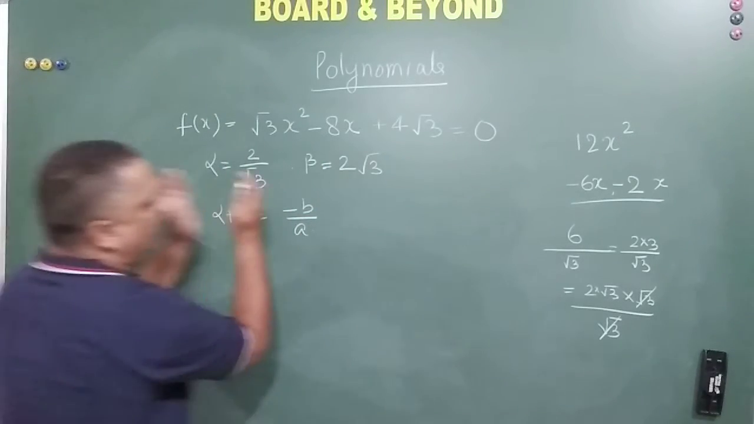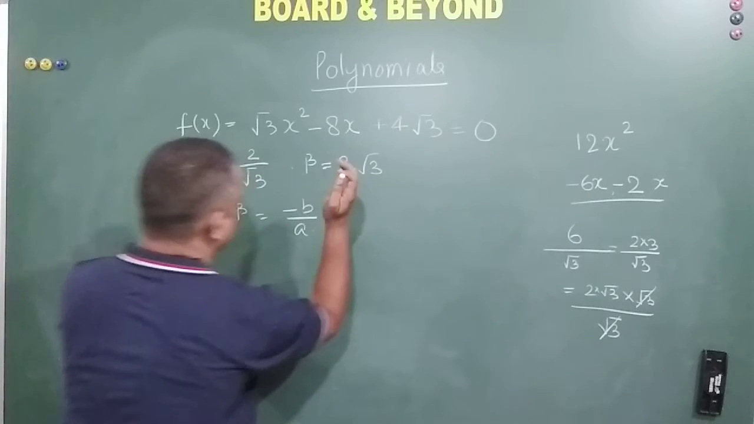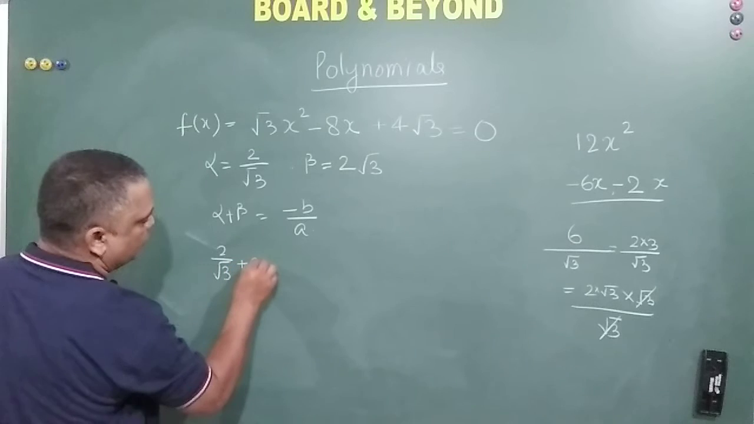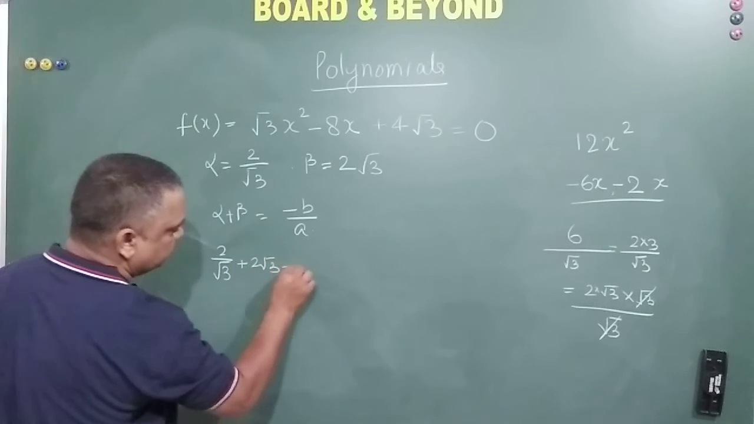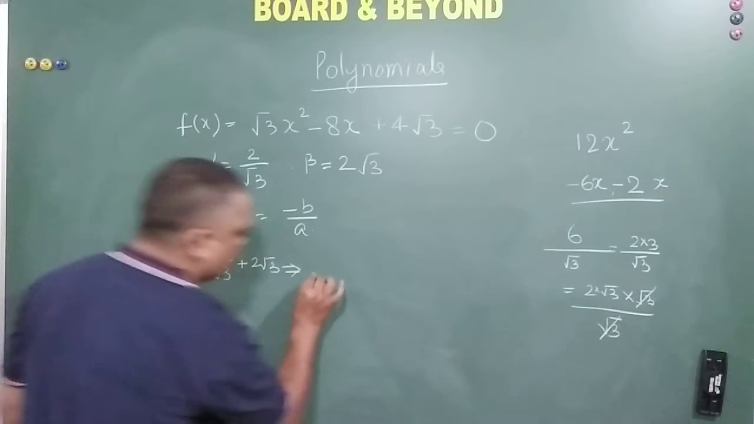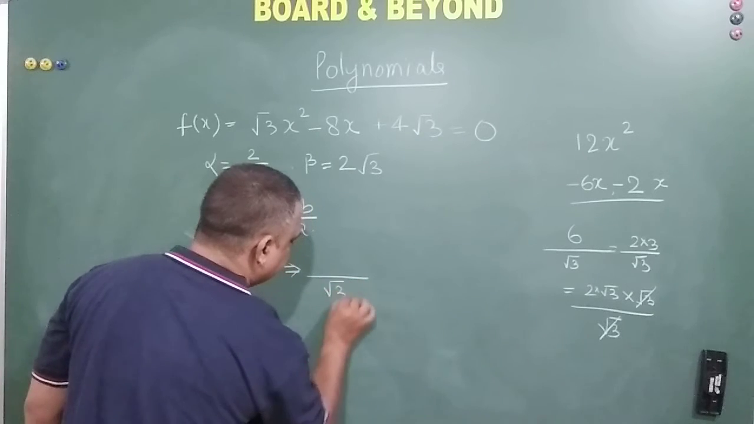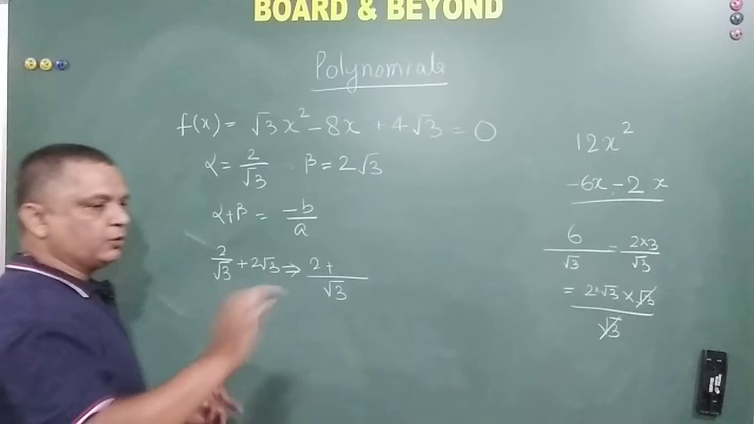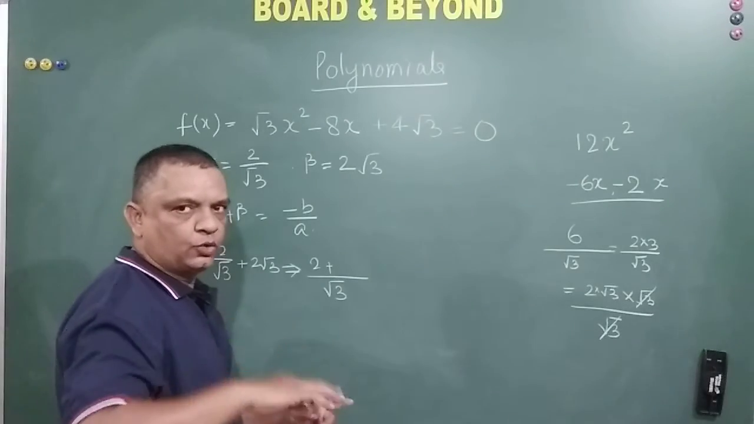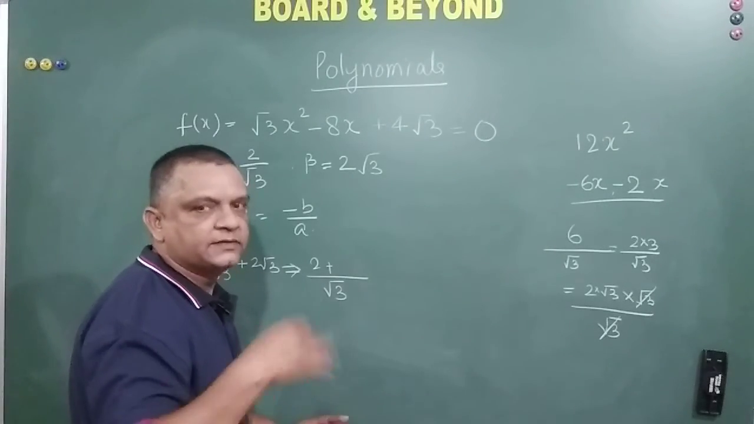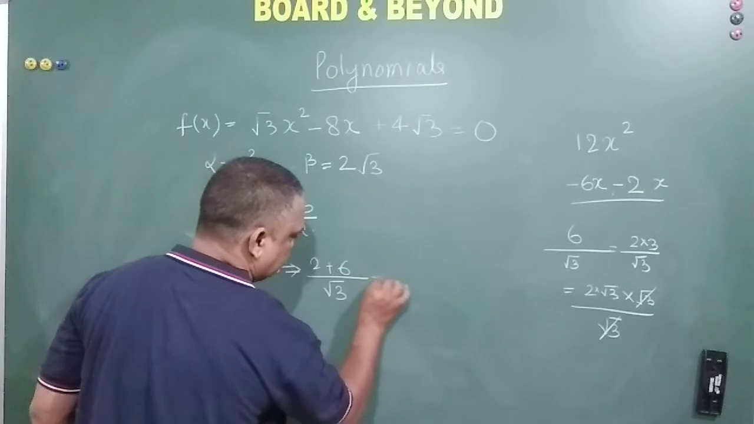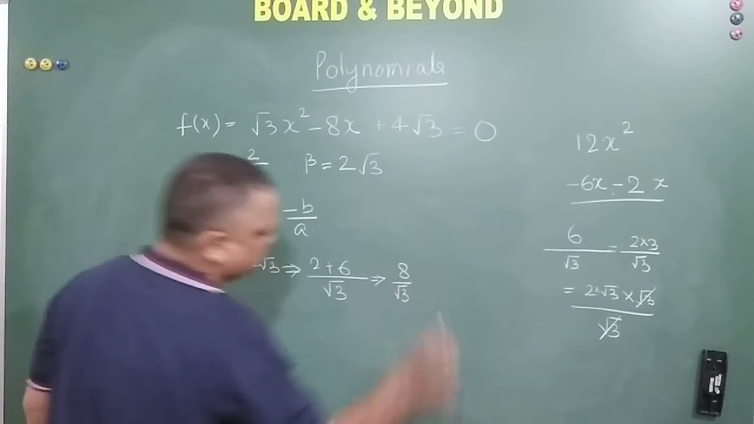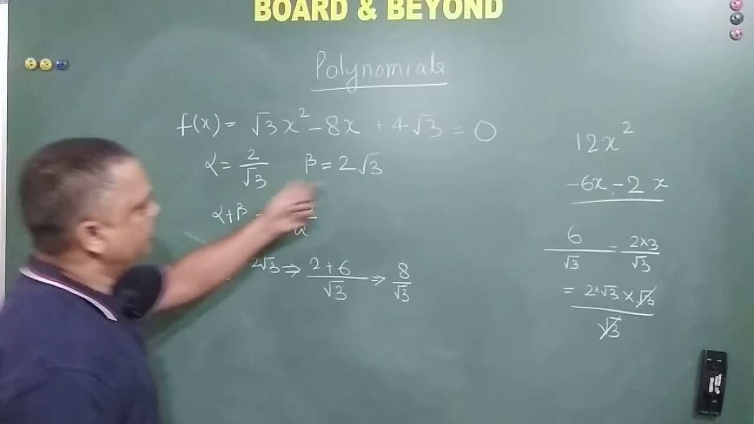Now let's do alpha plus beta here. So this is 2 by root 3 plus 2 root 3. Taking root 3 as LCM, this is 2 plus 2 root 3 into root 3, which is nothing but 2 into 3, which is 6. So 8 by root 3. Now this is from the roots.